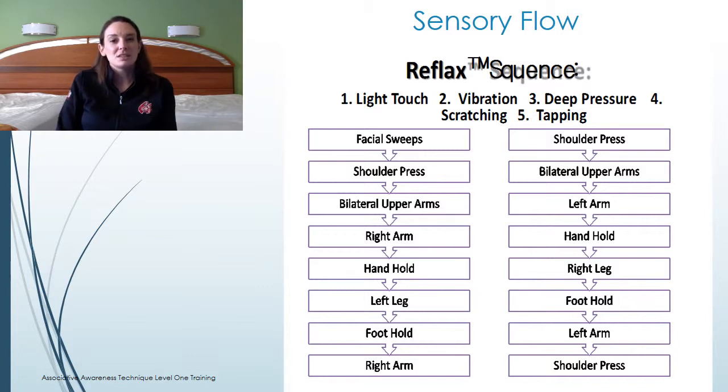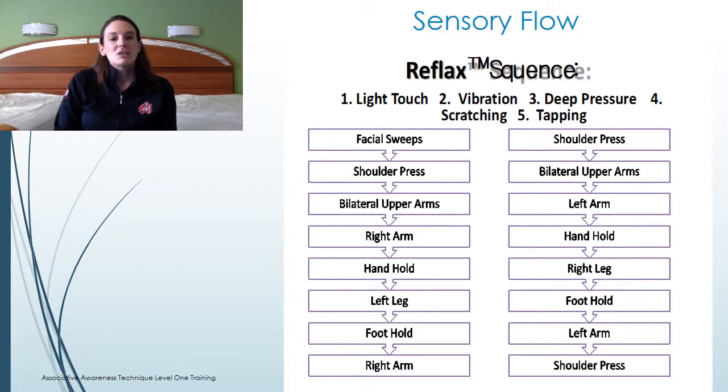So let's take a look at the sequencing a little bit. You can see on the screen the chart, and it shows you the light touch, pressure, vibration, scratching, tapping. The facial sweeps are exactly what they seem like. And the shoulder press is just depressing the shoulders for 10 or 15 seconds. That in itself is a really relaxing thing.